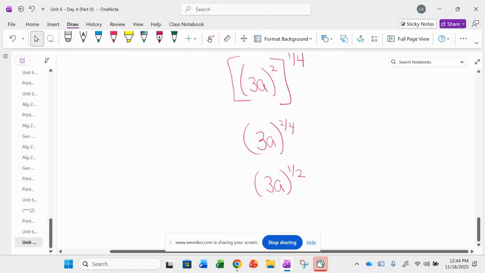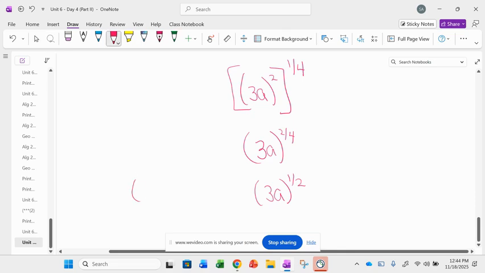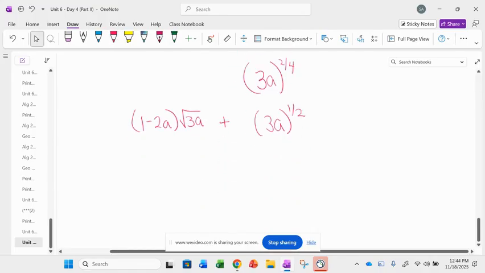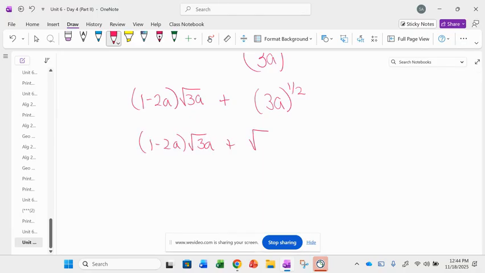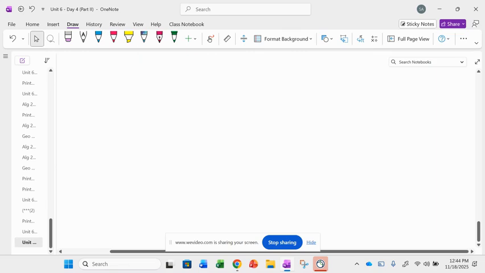So now this becomes, over here, we had, what was it that I had added to? Thank you. 1 minus 2a times the root of 3a plus or minus this plus. Okay, so now I have 1 minus 2a root 3a plus the square root of 3a. So there's another one, right? So now we could add the coefficients again. So I'd have 2 minus 2a times the square root of 3a. Okay? Okay, quotients.